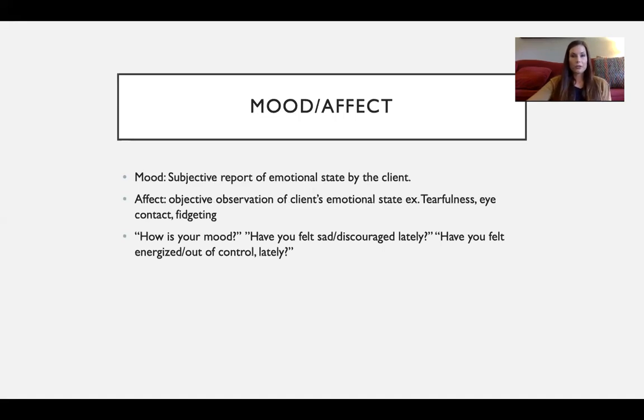You're going to mark their mood and affect. So the mood would be their subjective report of how they're feeling, like they're feeling sad, they're feeling angry. And then the affect would be the observation of the client's emotional state. So if you see that they're tearful, they're lacking eye contact, or they're fidgeting.